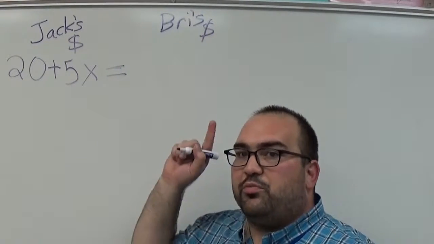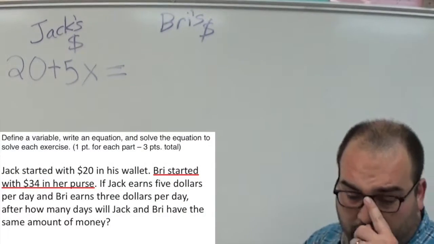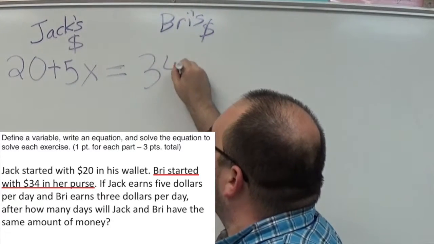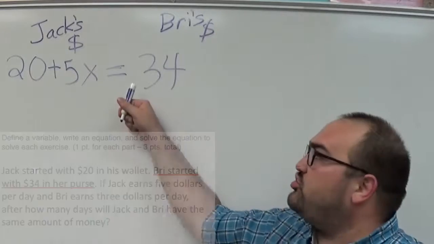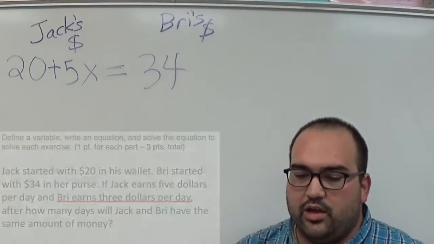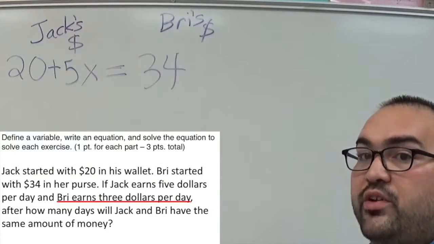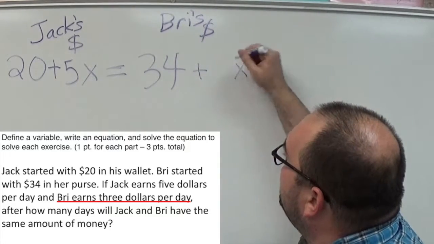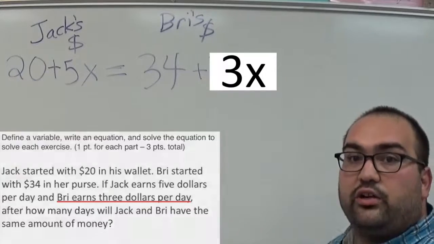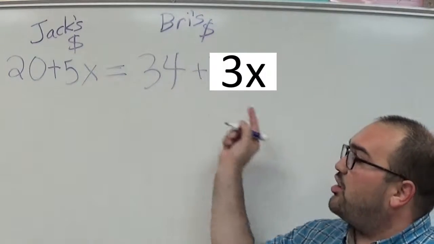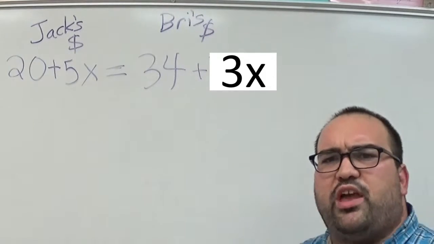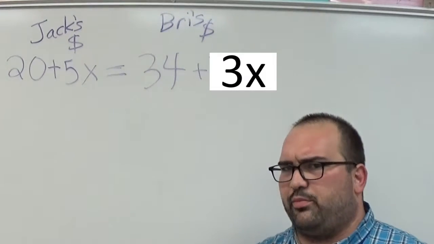Let's do the same thing with Bree. Bree starts off with $34 in her purse. And just like how Jack earns $5 every day, Bree's going to earn $2 every day. So every day, every x, she gets $2 more. That's our equation.